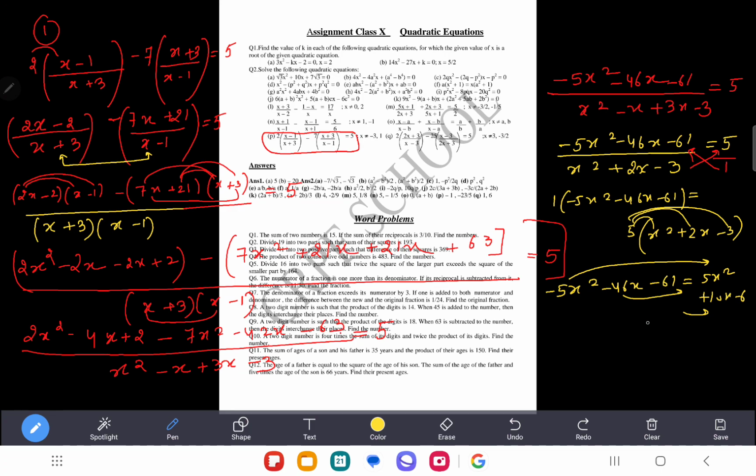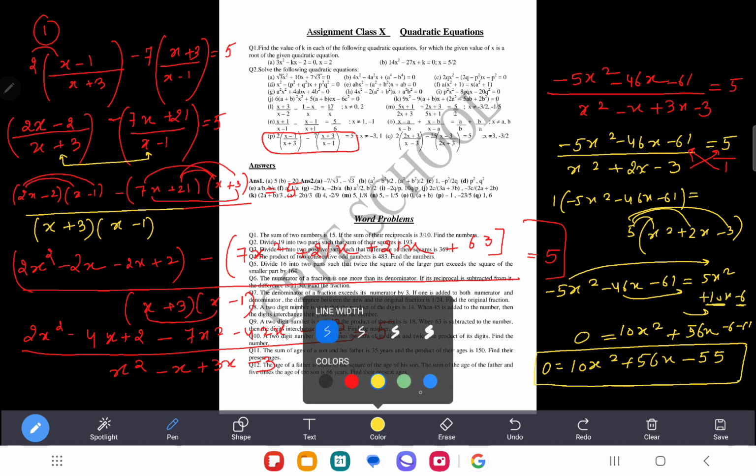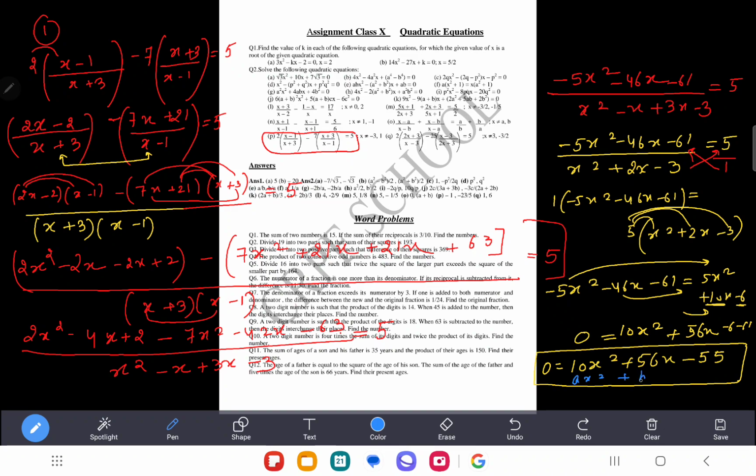You get 5x square plus 5x square, that becomes 10x square, plus 10x plus 46x, so that becomes 56x, minus 15 plus 61, and that is going to be 0. So it is going to be 10x square plus 56x, and that part is going to become 46. And this is my quadratic equation, which you can easily solve by comparing it with ax square plus bx plus c. Do you understand my point?